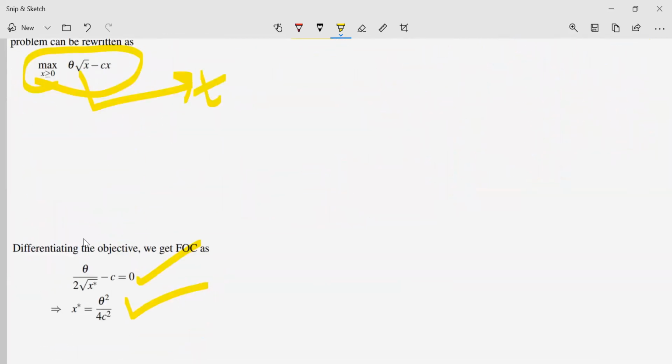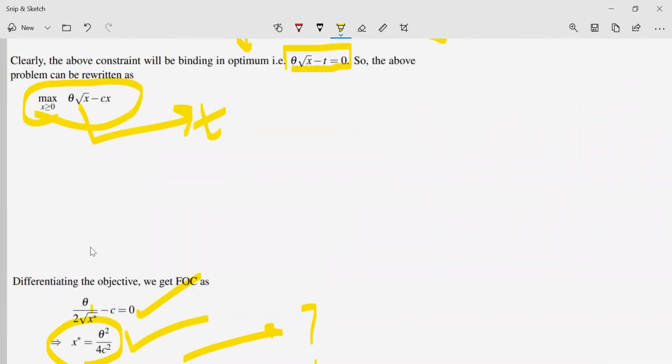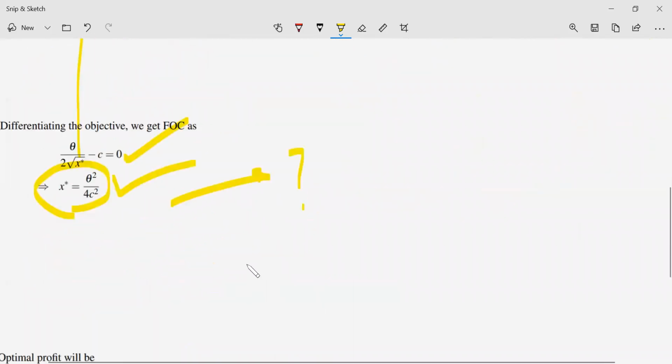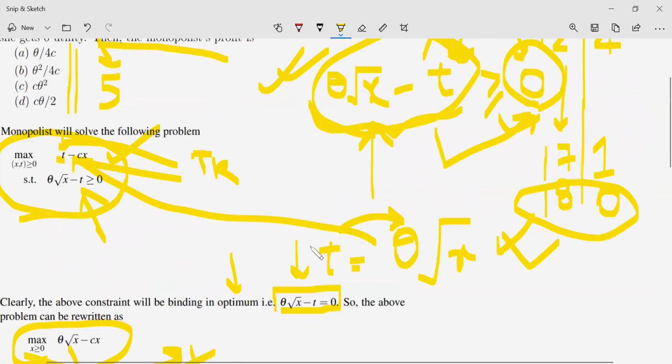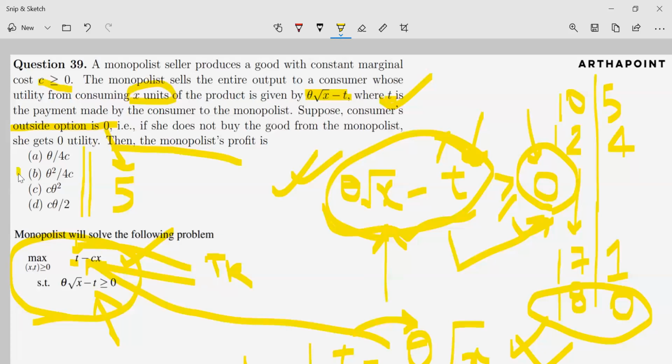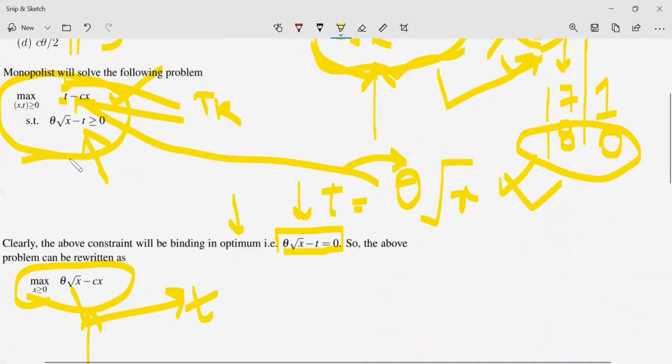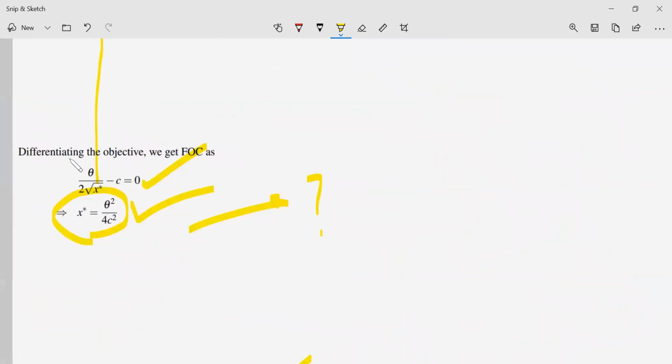Now, the next question is, if this is x star, then what is the maximum profit? So, my profit was theta root x minus cx. This is the profit. I'll just put down the value of x here. So once you put the value of x, you'll get theta root x minus cx as this. So this is the maximum value of the profit. So, the answer here is B. B is the correct answer for this question. Okay. Thank you.